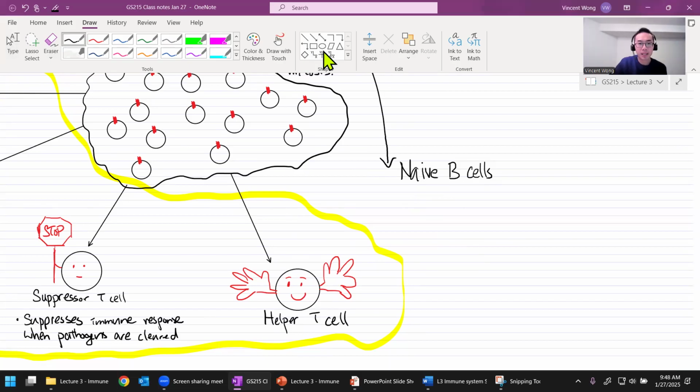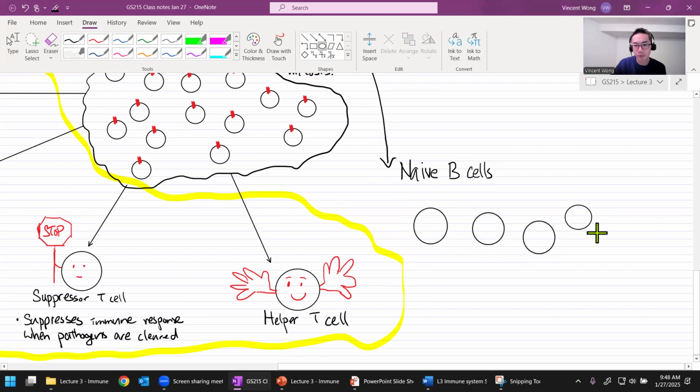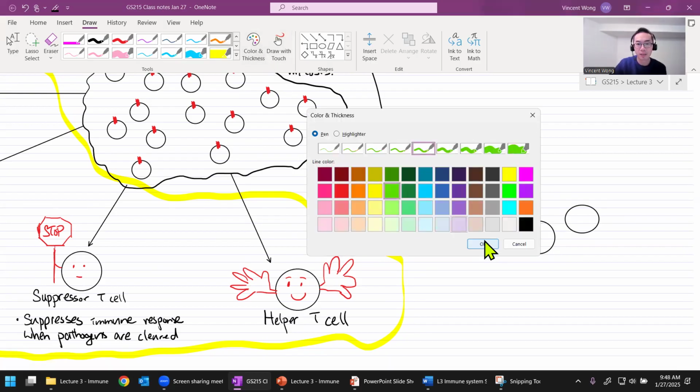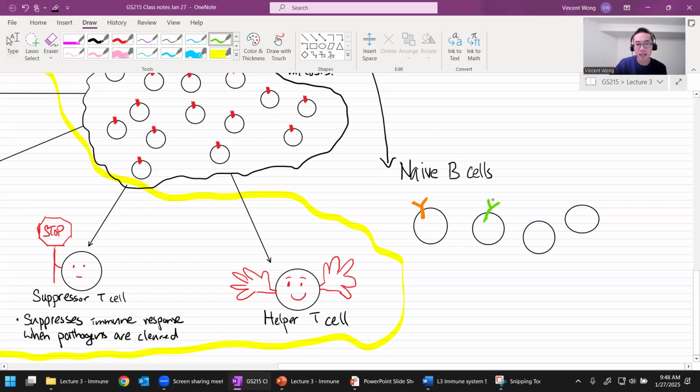The naive B cells are also going to be a pool of cells, but instead of receptors, they have the ability to make different antibodies. So you might have one that makes orange antibodies, you might have one that is capable of making green antibodies, and so on and so forth. And if you are fortunate, we will have one that can make the red antibody as well.